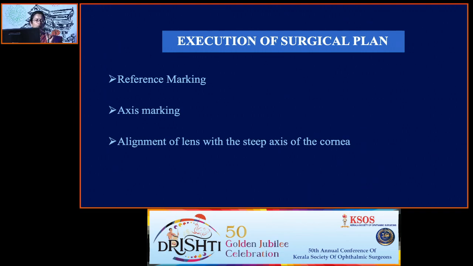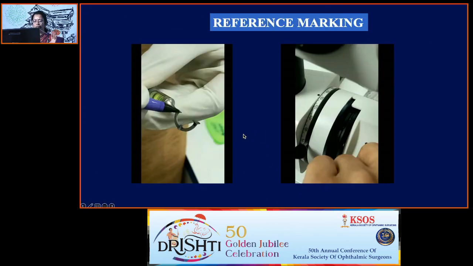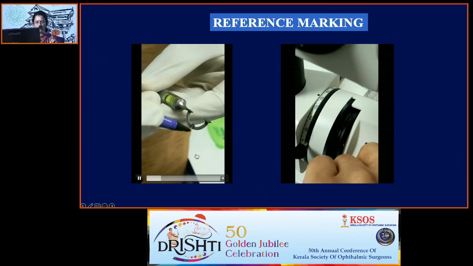That is, the 0 and 180 should be marked, and this should be done in the sitting position to take care of cyclorotation. And then you have to mark the steep axis of the cornea because the IOL has to be aligned in that axis, and then the IOL mark should be aligned with the steep axis of the cornea. Here I am using a bubble marker for reference marking.